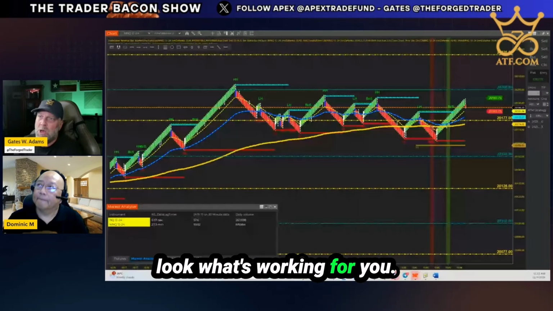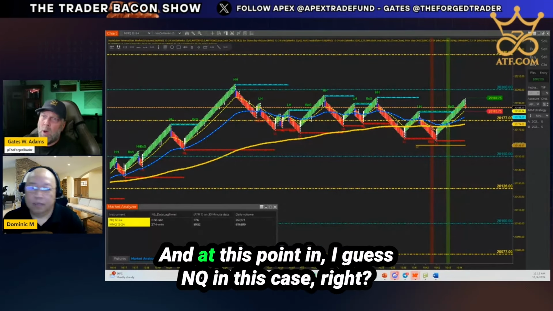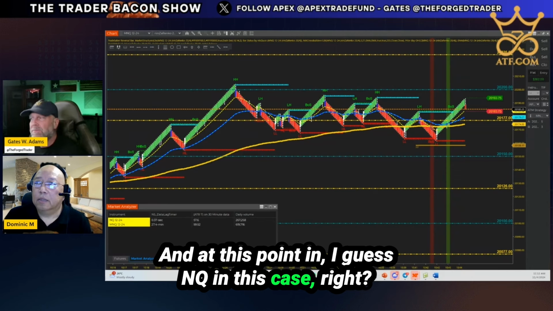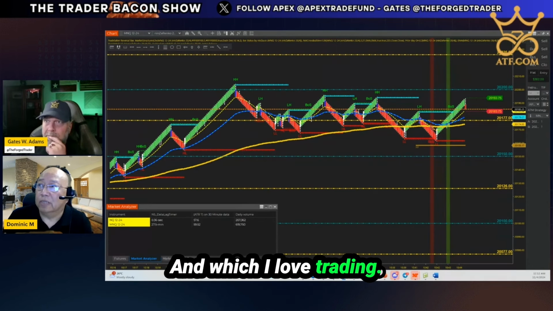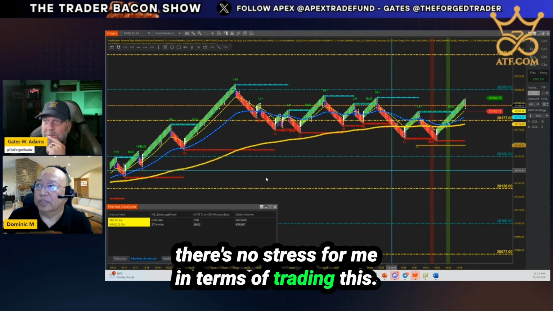So let's go ahead and take a look at some charts, and look at what's working for you at this point, and I guess NQ in this case. Right, so this is the MNQ, the micro, which I love trading. There's no stress for me in terms of trading this.